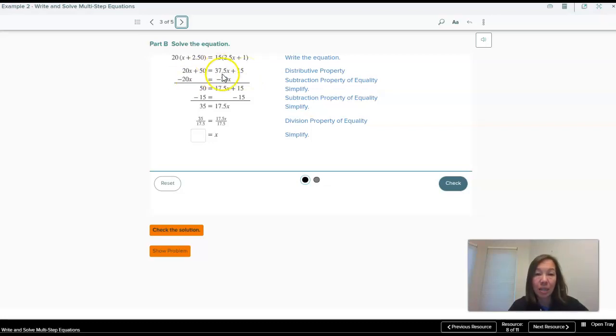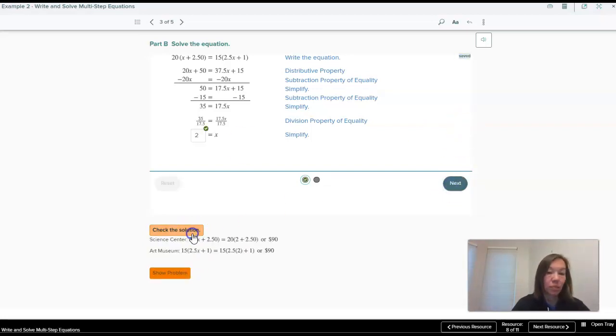Then in this case, I'm going to get the variables on the right. So we'll subtract 20x from both sides to get here. Now we need to get x by itself, so we will subtract 15 from both sides. And then our last step to get x alone is divide both sides by 17.5. So if we do that, we get that the entry fee per student to the Science Center is $2.